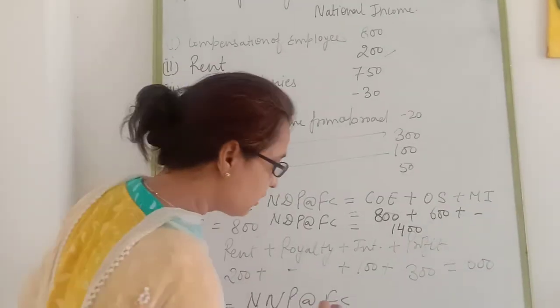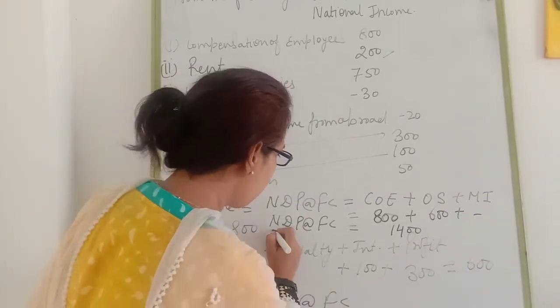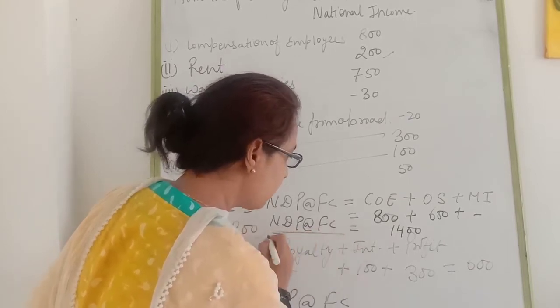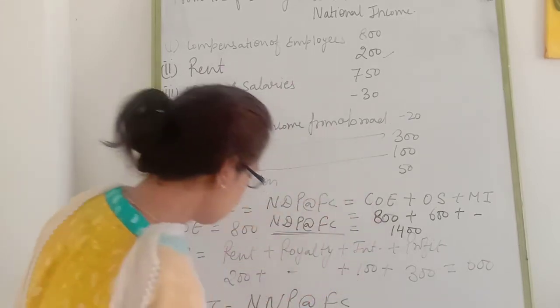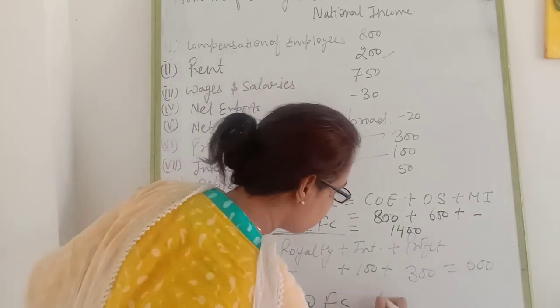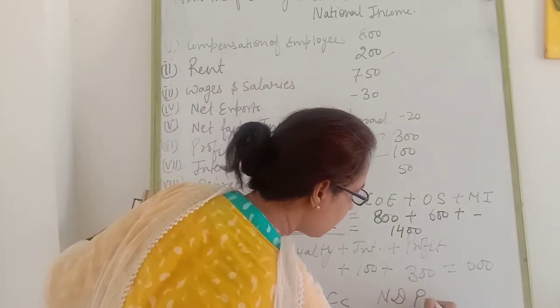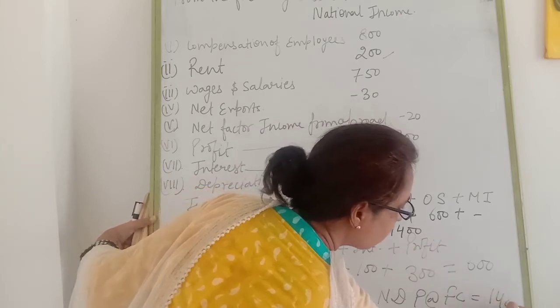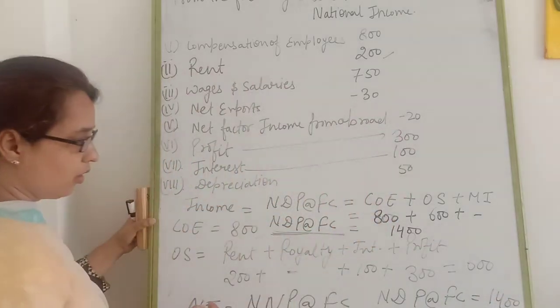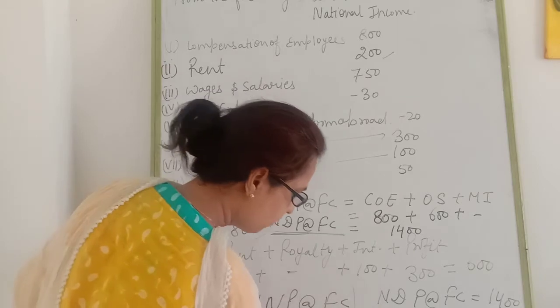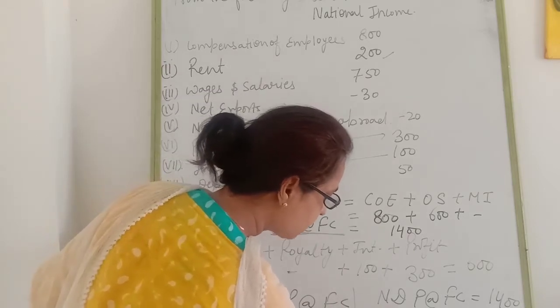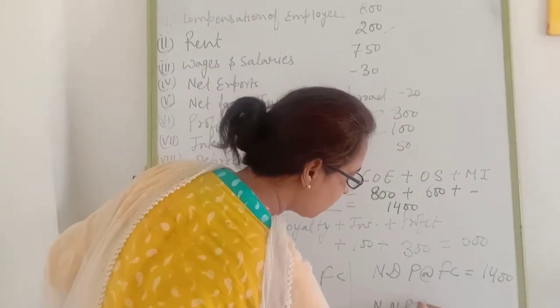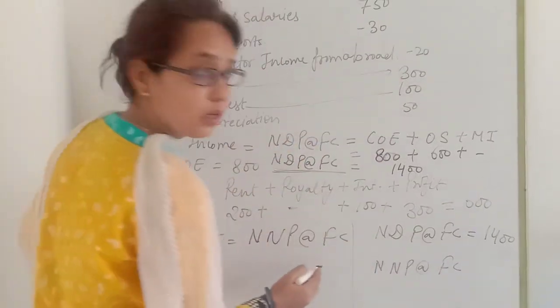How to calculate? It is very easy. Whatever we have calculated already, NDP at FC, write it. NDP at FC, how much is it? 1400. All of you know? Now, what you have to calculate? Write it now: NNP at FC.